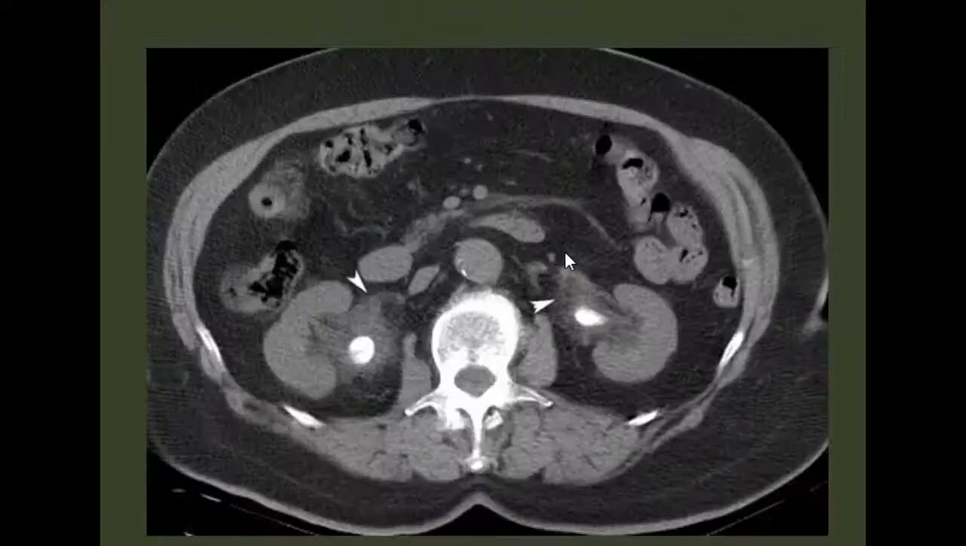On this film you can see bilateral stones of the kidneys. CT scanning demonstrates bilateral stones of the pelvis, and dilation of the pyelocalyceal system is also visible on this film.